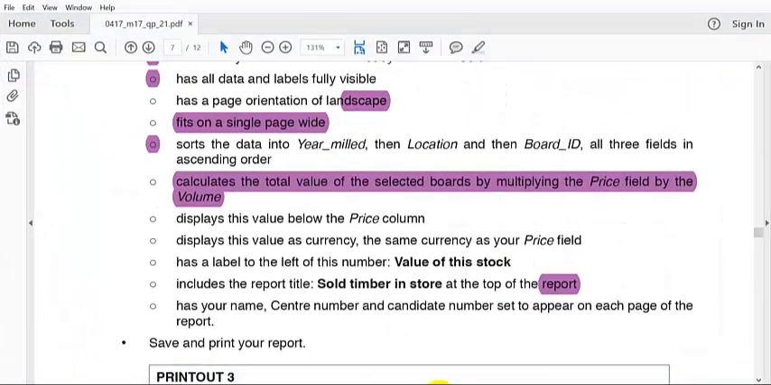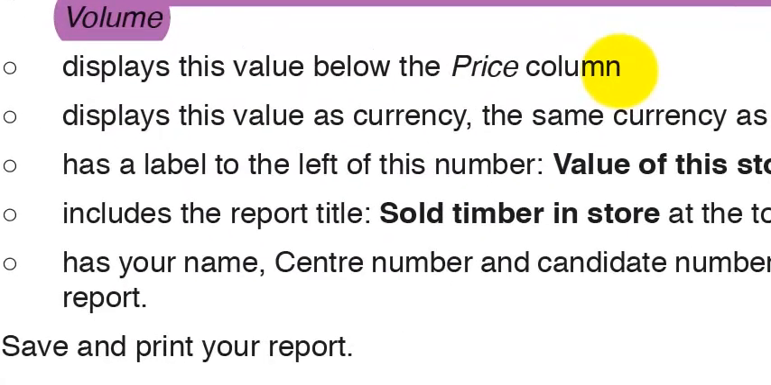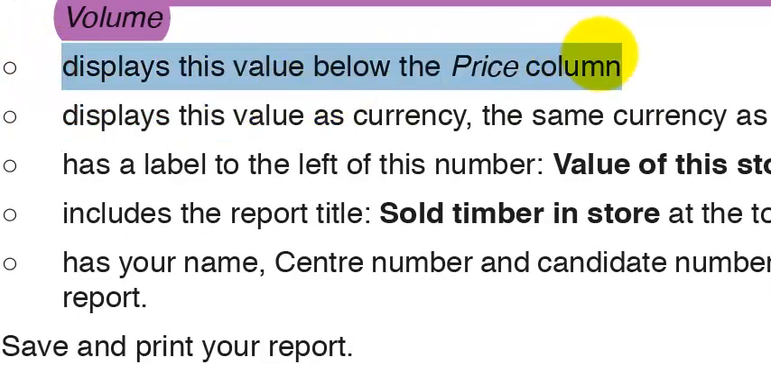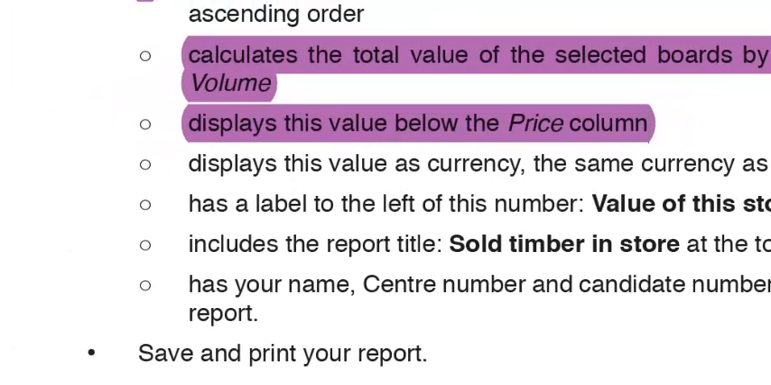Go back again to the question and see what it says. Now display this value below the price column. And then the next one says that we want to display this under the price column. So we're going to do this part of the question, which is in the report.